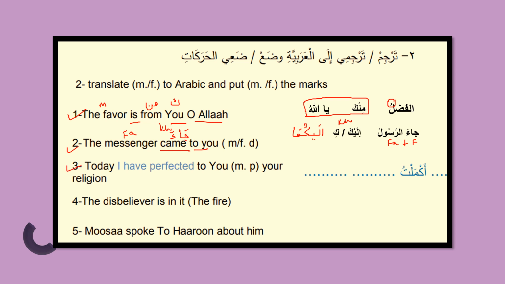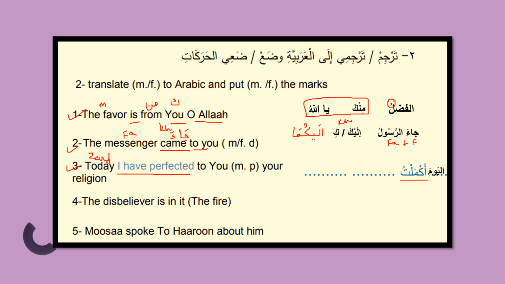Number 3. Today I have perfected for you. So I have perfected, they have given you before, because this is the structure that you will learn in the next video when the damirs are attached only with the verbs. So this is something I will explain later in the next video, not right now. So today, starting with the zarf. Today is acting as a zarf, so it is translated as al-yawma.